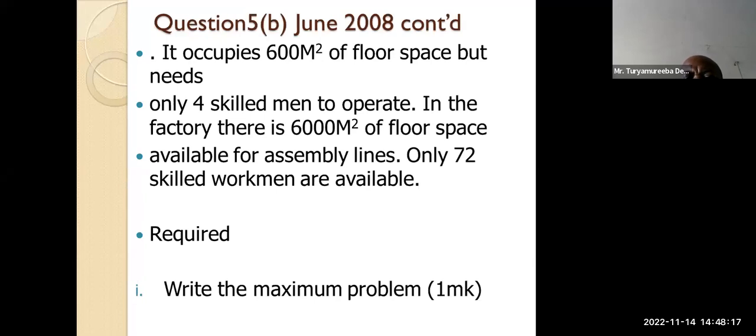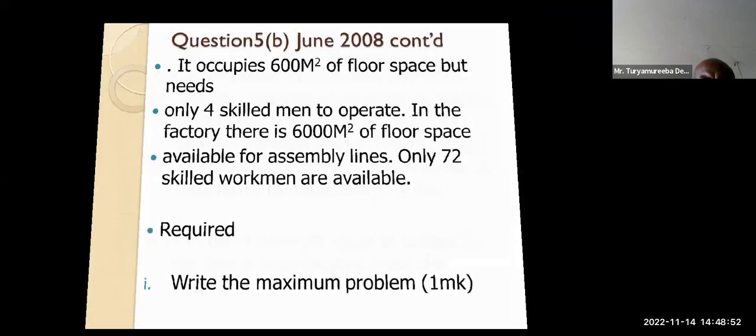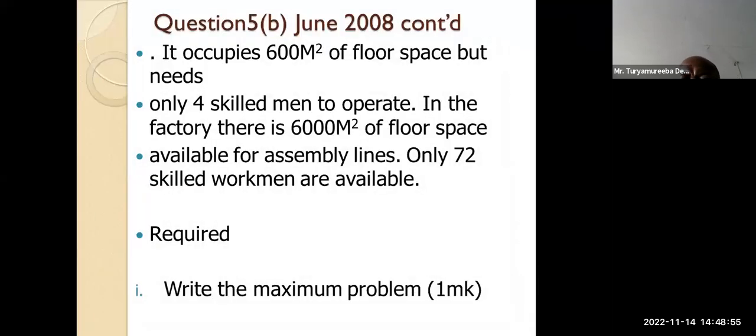In the factory, there is 6,000 meters squared of floor space available for assembly lines. Only 72 skilled workmen are available. Write that one as a maximization problem, which needed 1 mark. Determine all the constraints. Then use the graphical method to determine how many of each type of lines the factory manager should install. I want to go back. The first question is: write the maximization problem.